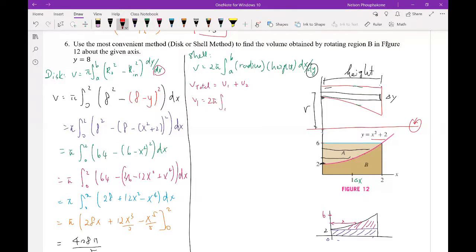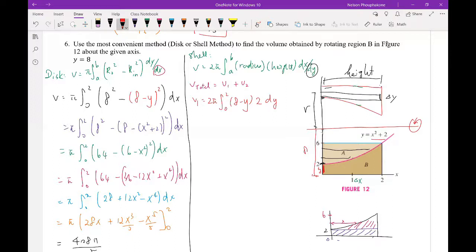2 pi, 0 and 2. And then now we need to work with the radius. So you will see that in this case right here, what is the radius? The outer part, that means the height that we have, is 8. But now we need to subtract because it's changing, right? This is the y value. So therefore the radius in this case will be 8 minus y. And of course the height is just 2 y.